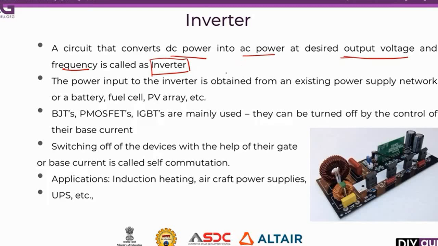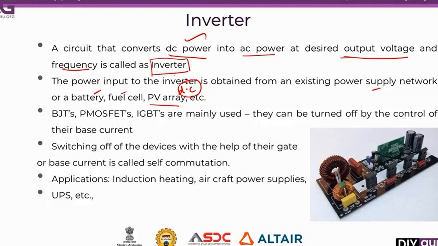The input to the inverter, as we already know, is DC. This DC power can be obtained from any existing power supply network, or from a battery or a fuel cell, or even from a photovoltaic array. As we already know, the output of a photovoltaic array will be DC. This can also be given as an input to the inverter.